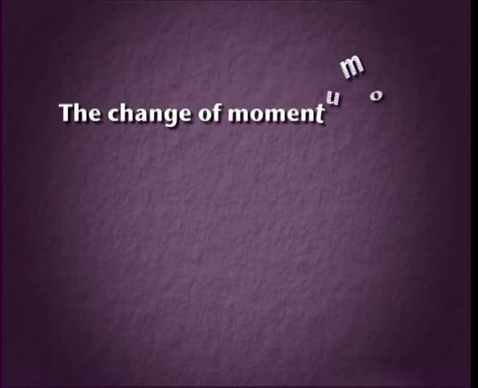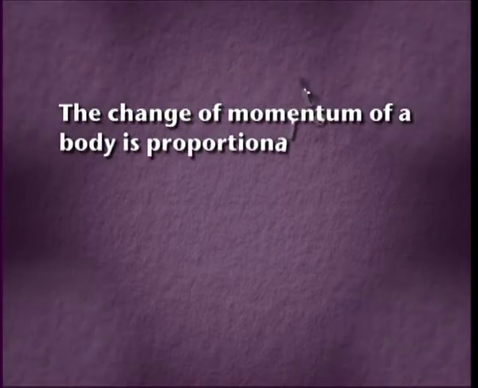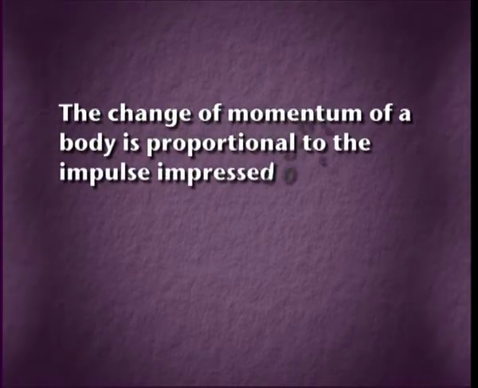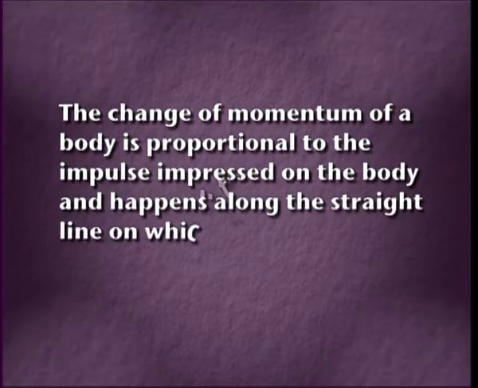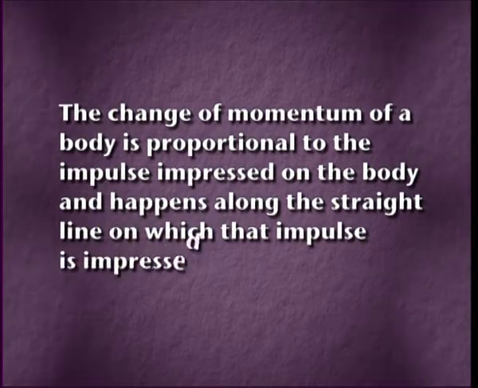Newton's second law of motion is about the mass of objects and their acceleration. The change of momentum of a body is proportional to the impulse impressed on the body and happens along the straight line on which that impulse is impressed. Now in regular English, it means a force applied to an object will accelerate it in a straight line.